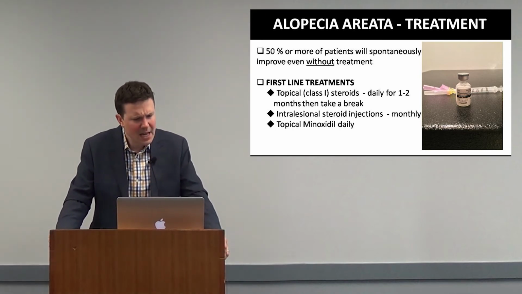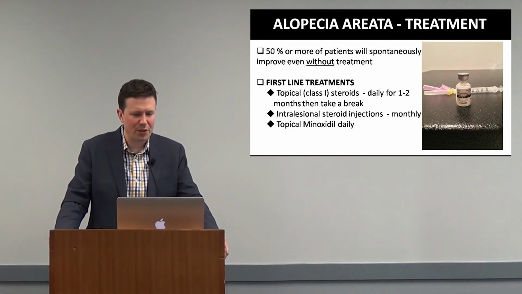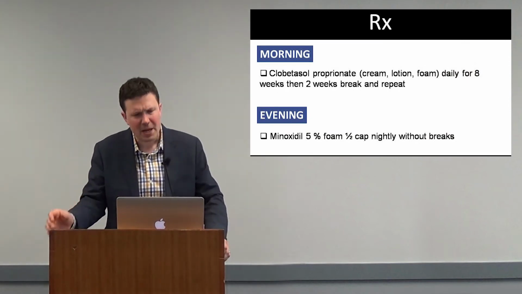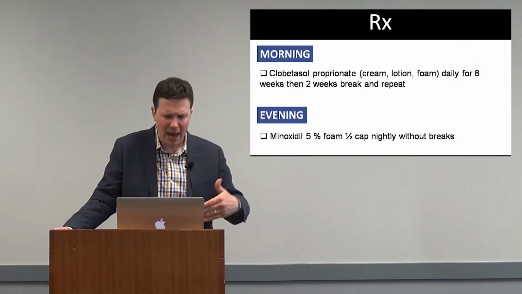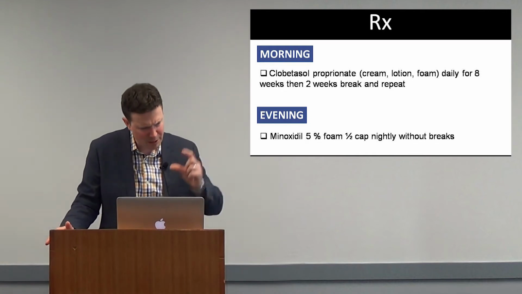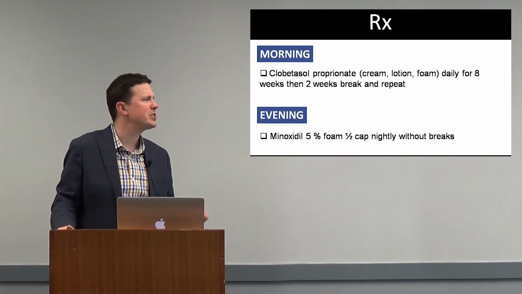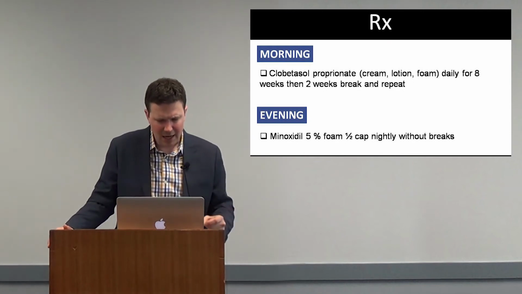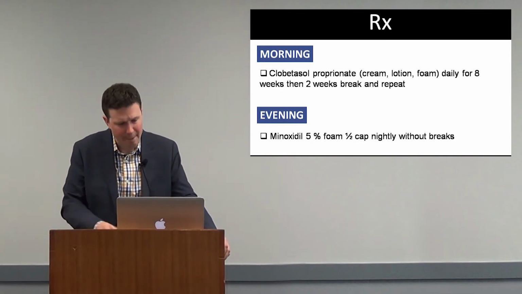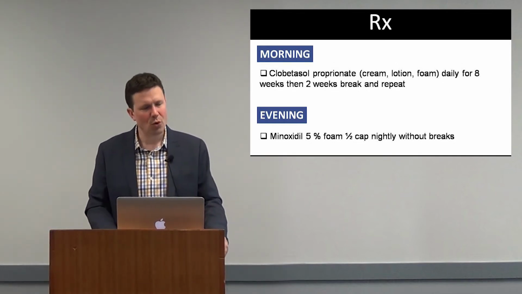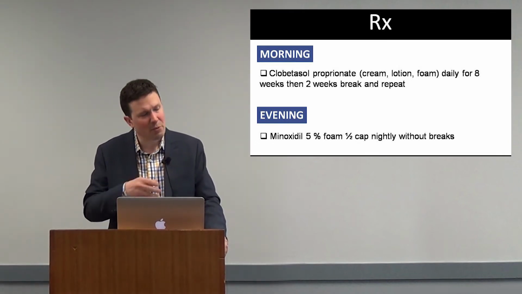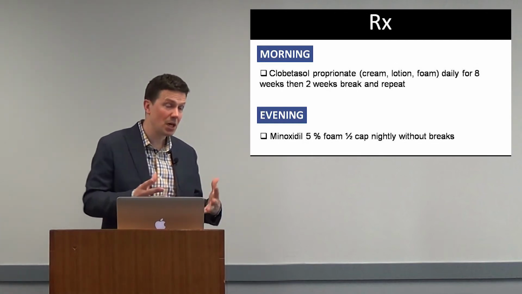But typically I may recommend treatment with a class 1 steroid like clobetasol propionate, either a lotion, a foam, or a cream. We might use it daily for a period of 8 weeks, then give the patient a period of time off the medication, say 2 weeks, and then repeat this cycle. I'll frequently have the patient apply minoxidil every night to this area of hair loss without a break, provided they're not using more than a half a cap of the minoxidil foam, or they're not using more than 1 milliliter of the lotion. This is a very good option. And we may have steroid injections at the same time.